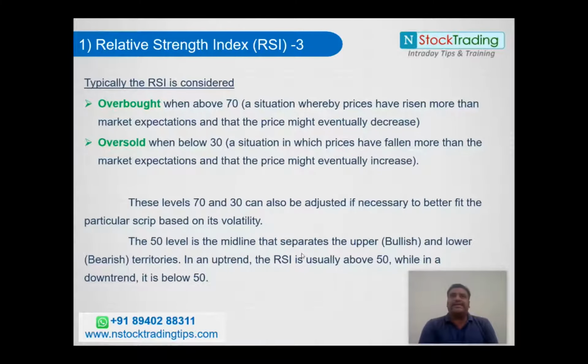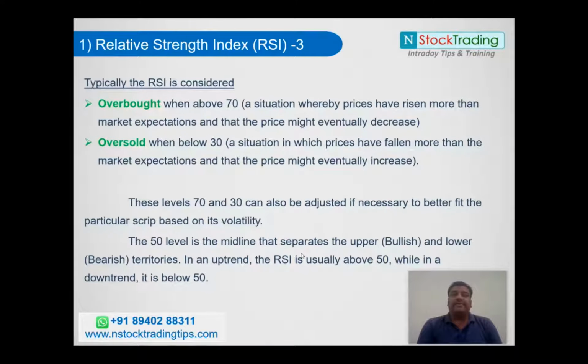Now, typically, the RSI is considered overbought or oversold. What is overbought? When the RSI value is above 70, it is considered overbought. This situation is like this: the prices have risen more than the market expectations, and at any time, the price may reverse and go down. This is called overbought.